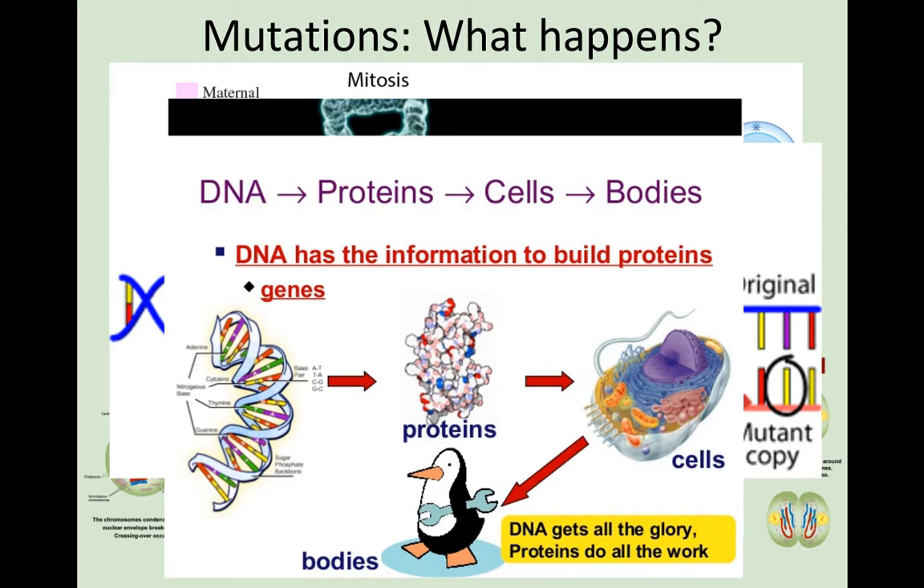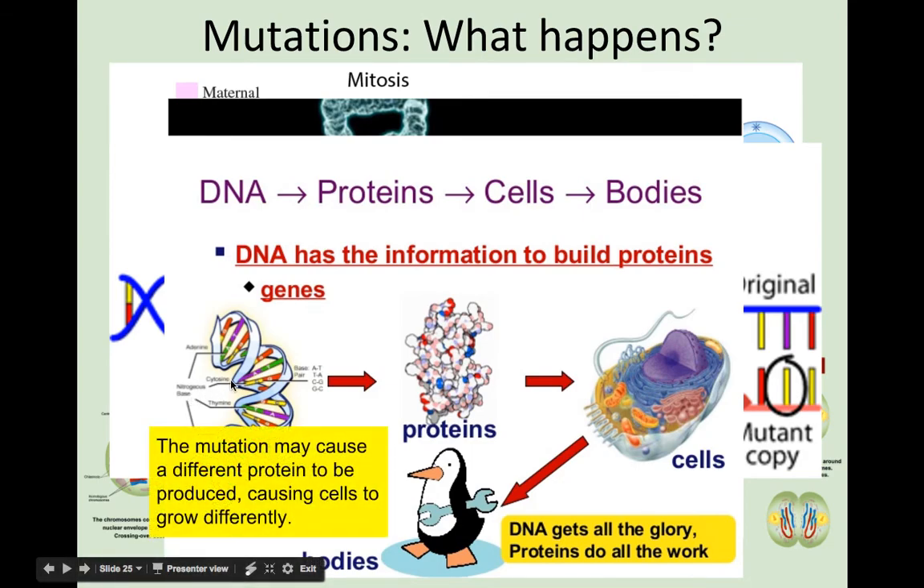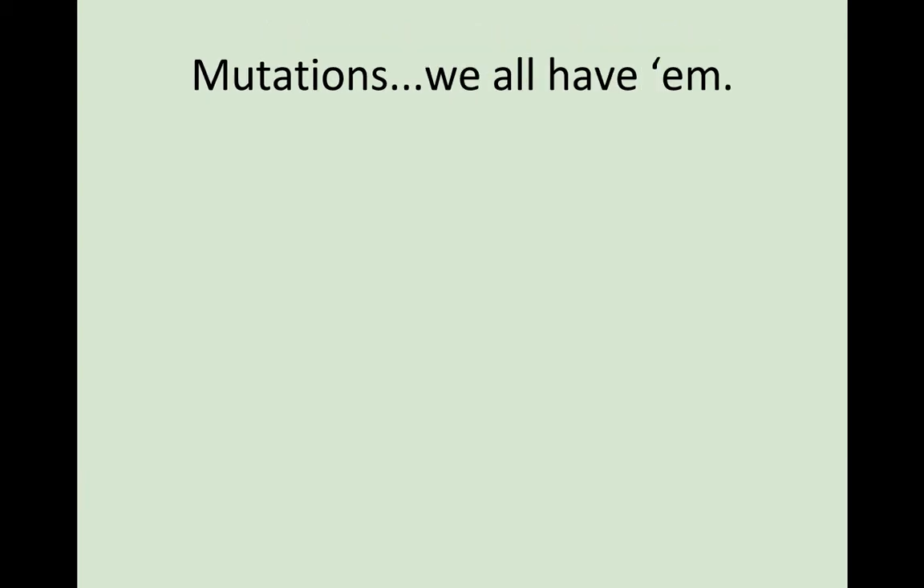So think about this. If parts of the DNA give specific instructions on how to build proteins, and those proteins then help the cells grow in certain ways, if there's a mutation or an error or a change in the DNA, that's going to cause a change in a protein that gets produced, which can cause the cells to grow differently.